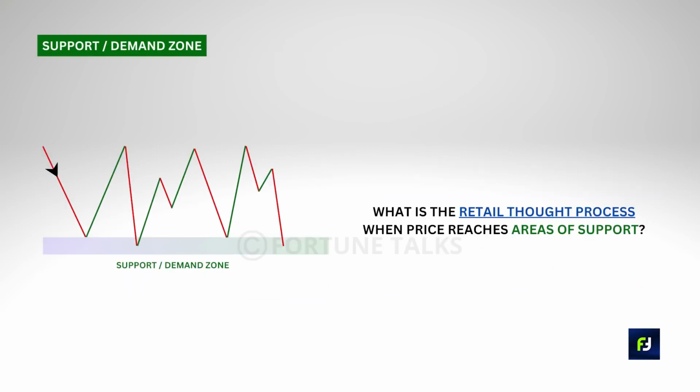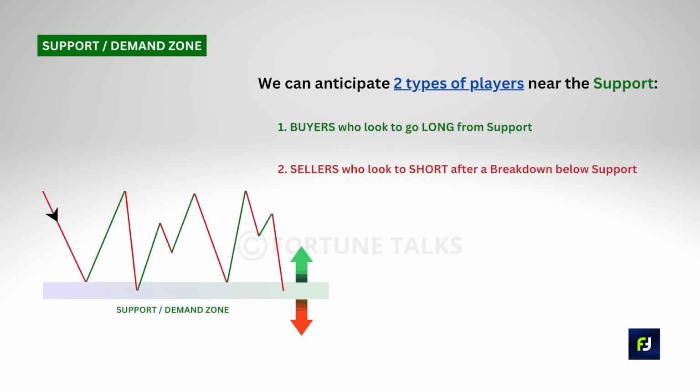So, what happens in a support level? Think about it in terms of a retailer. What will be a retail participant's thought process? So, when price tests a support level a few times, we can anticipate two types of market participants around this area. The first group involves buyers who are looking to take a long position at or above the support level to take a reversal trade. The second group are sellers who are looking to profit from a breakdown below the support level. Now, how will both of these players act in this scenario?